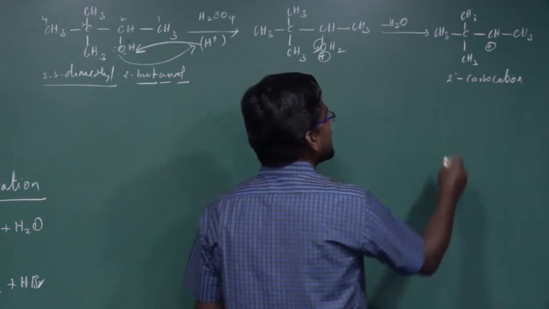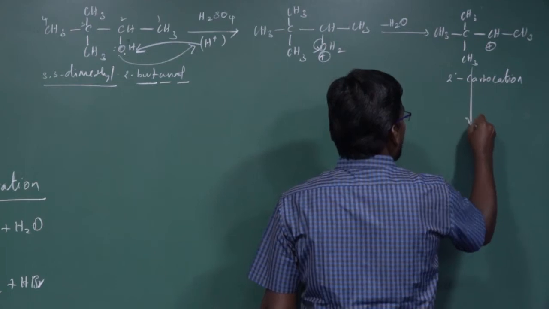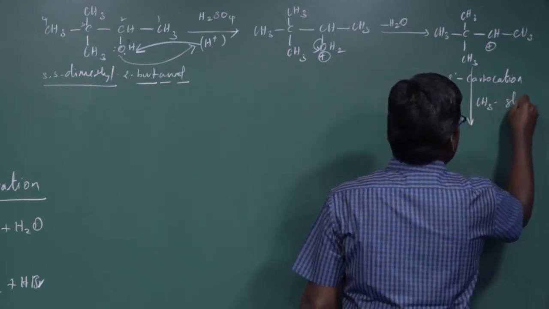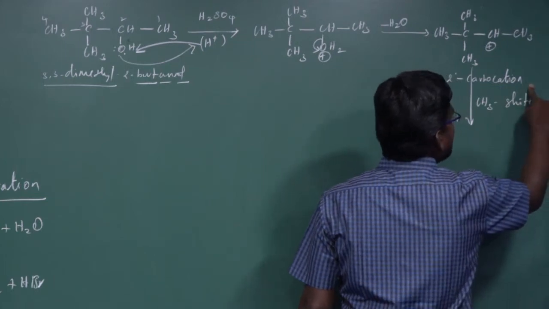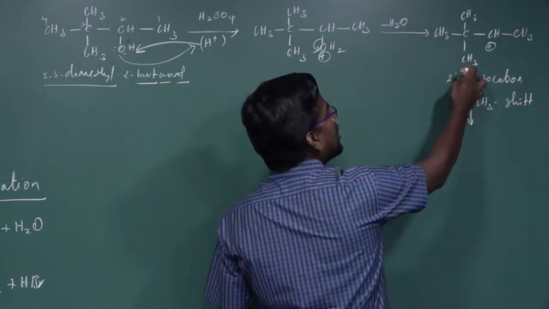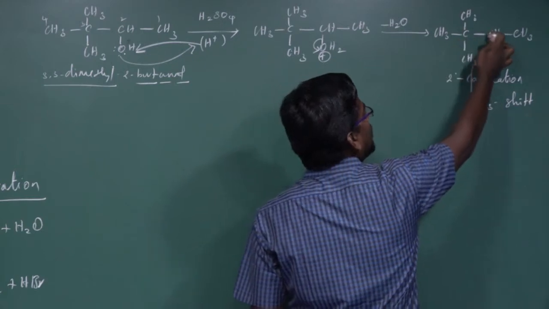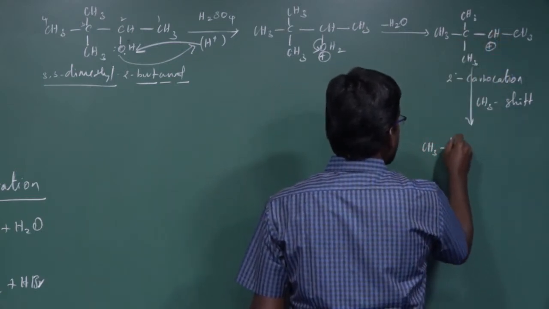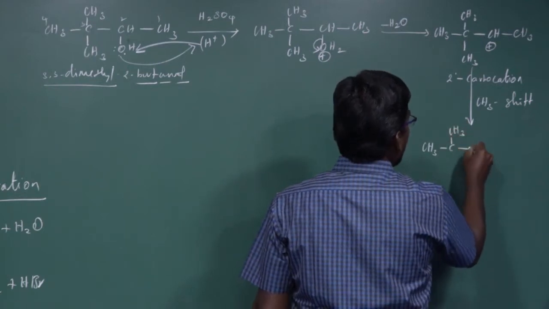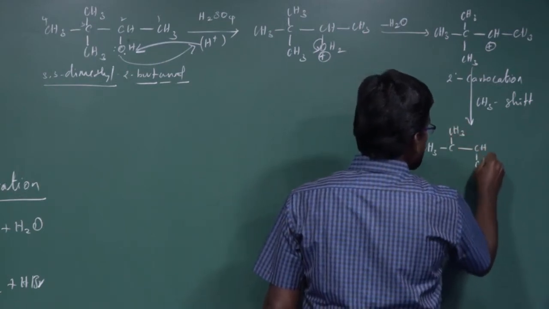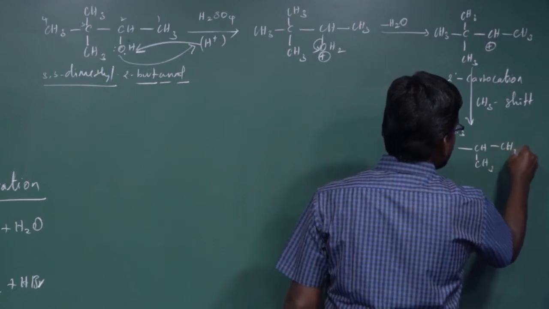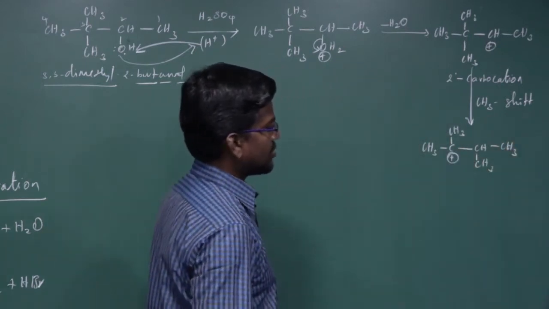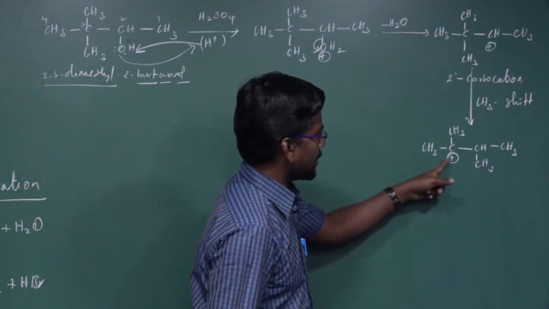Next, the secondary carbocation is followed by a methyl shift. The CH3 methyl shift takes place. The methyl group transfers from that carbon to the functional group carbon, so the positive charge is created on that carbon, CH3, which is the functional group carbon.